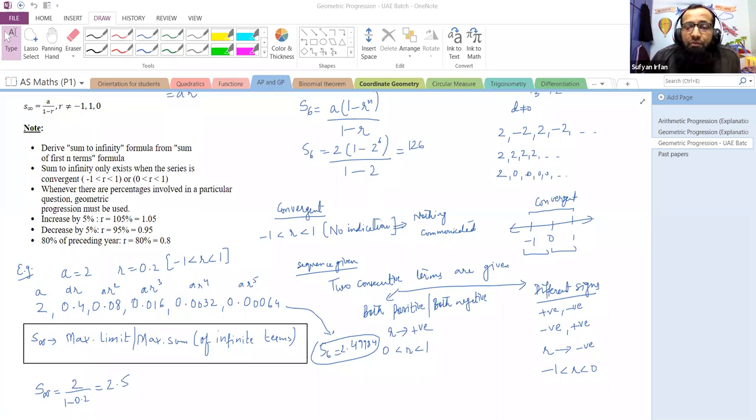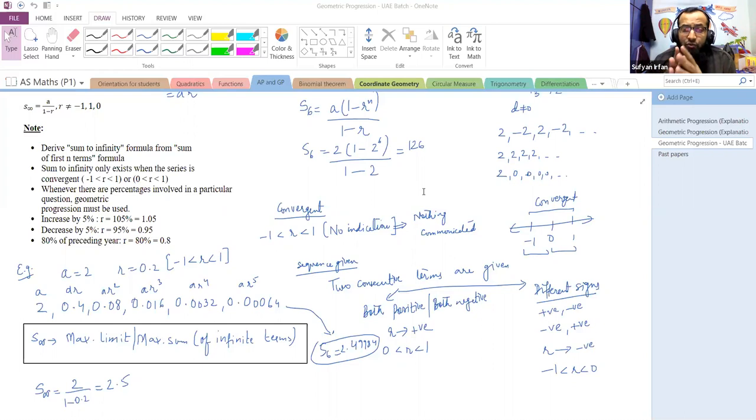Now, whenever percentages are involved, this would mean that the series is symmetric. Let me clarify this point. This is very, very important. In certain questions, it has been clarified by the examiner that this question belongs to arithmetic progression and this question belongs to geometric progression. But there are a few questions in which it has not been specified by the examiner, and we have to determine ourselves whether the question is of AP or GP.